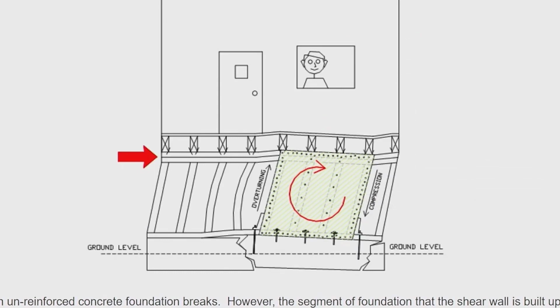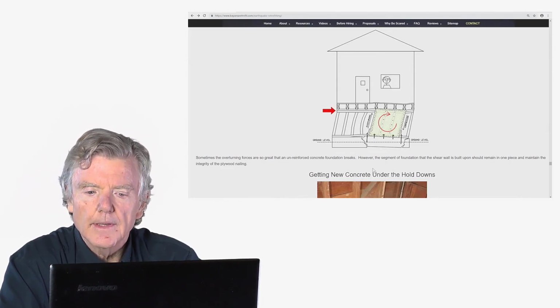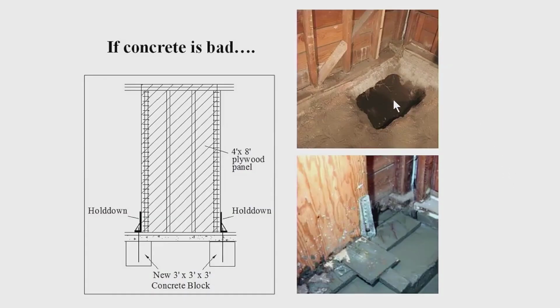So sometimes if the concrete is really weak, the concrete can break, and it's got to be pretty weak for that to happen, but it can happen. So in these cases, what we do is we put a large amount of concrete under where the hold down goes. So we'll fill this hole right here with a yard of concrete, and that's 3 feet by 3 feet by 3 feet. It's a lot of concrete, and it weighs a lot.